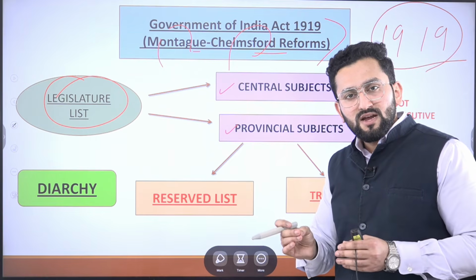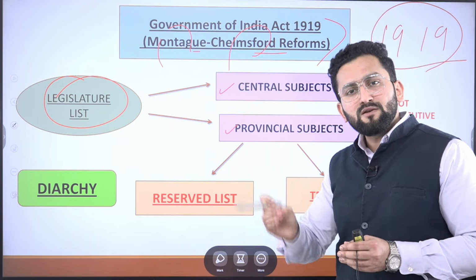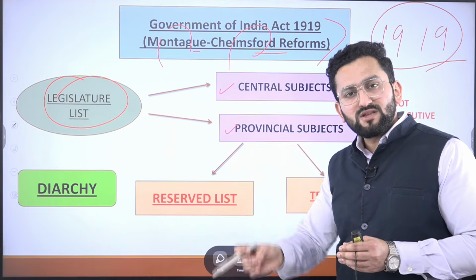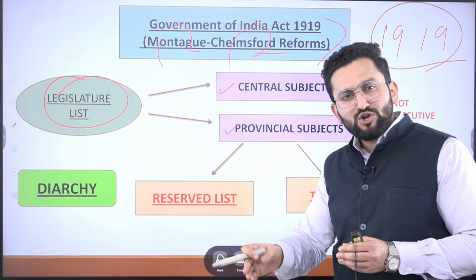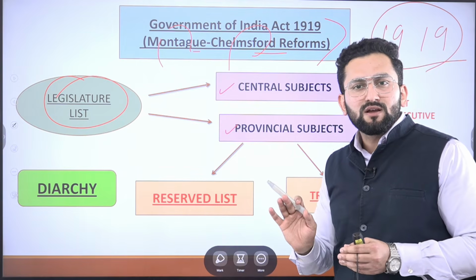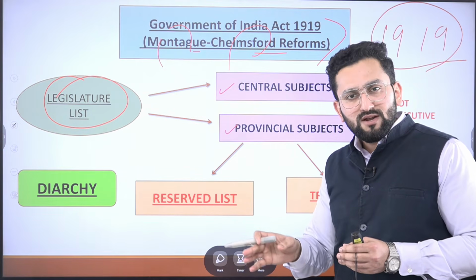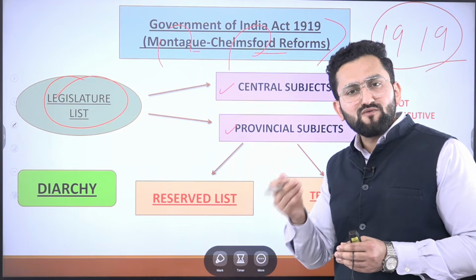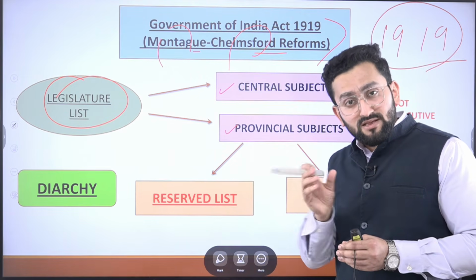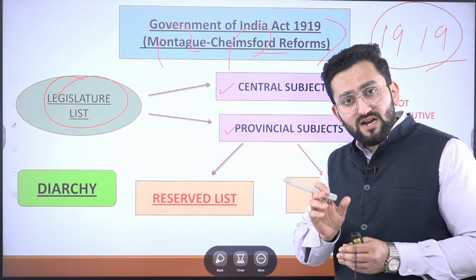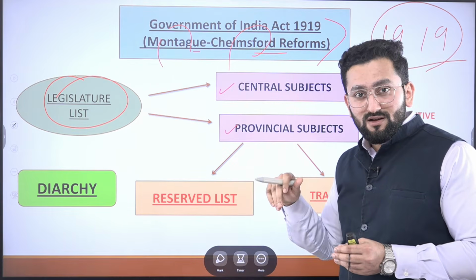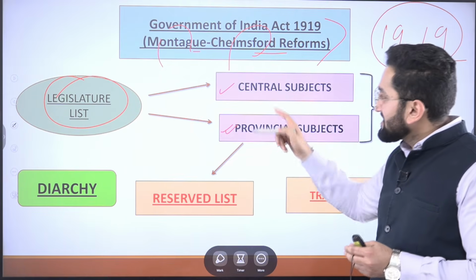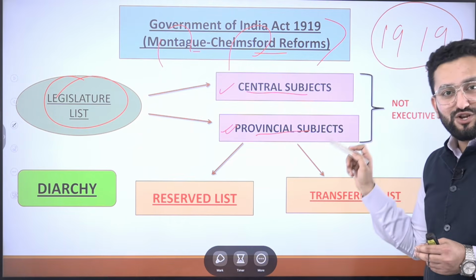It means if certain laws can be made by the provincial legislature because they have better know-how of the ground situation, then these powers should be given to the provincial legislature. If certain laws need uniformity across different provinces, then the power to make law on these subjects should be given to the central legislature, right? So that's how this categorization was done, central subject and provincial subject.